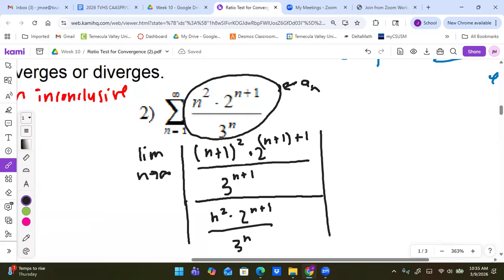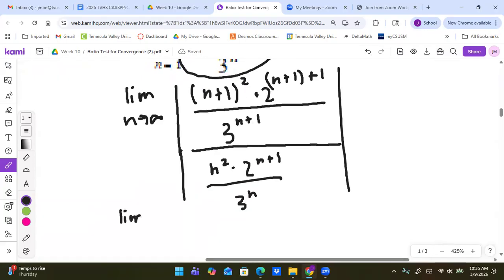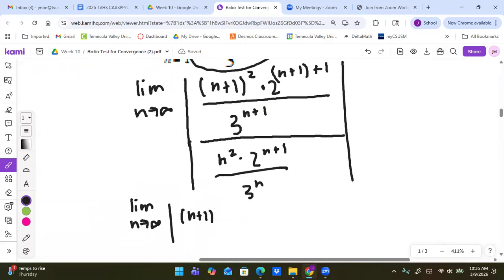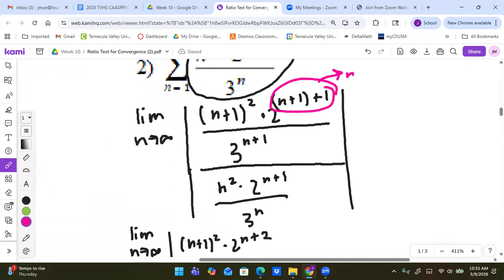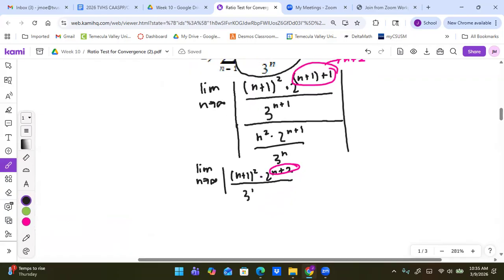Next step, you're going to do keep, change, flip. Limit as n approaches infinity, n plus 1 squared times 2 to the n plus 2. Actually, I'm going to simplify here: n plus 1 plus 1, 1 plus 1 is 2, so we'll just make the exponent n plus 2, okay? Over 3 to the power of n plus 1. So keep, change to multiplication, flip the bottom one to 3 to the power of n over n squared times 2 to the power of n plus 1.